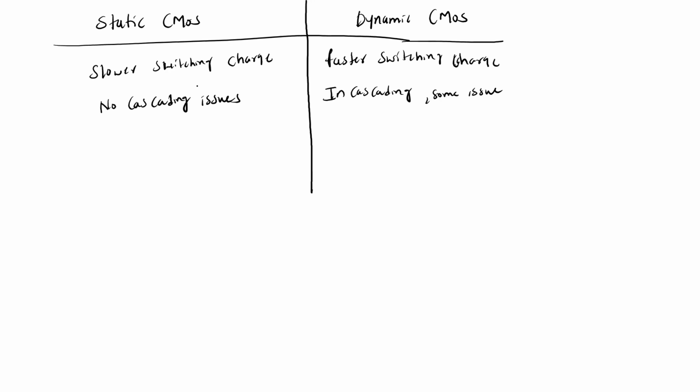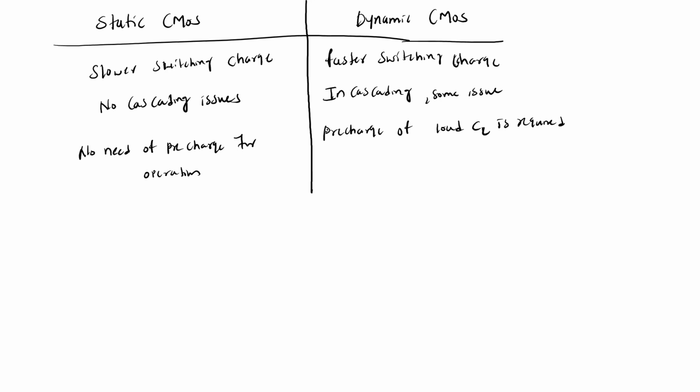Next, there is no need of pre-charge for operation in static CMOS. Here, pre-charge of the load capacitance CL is required for dynamic CMOS operation.